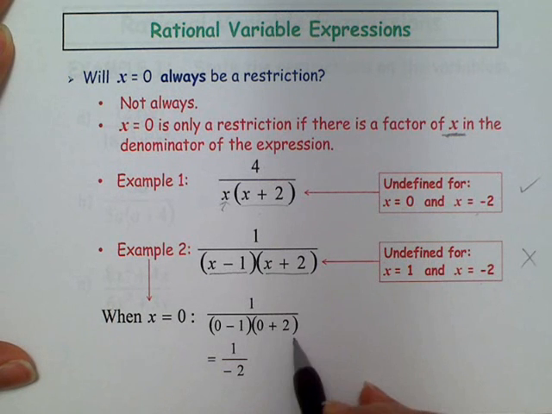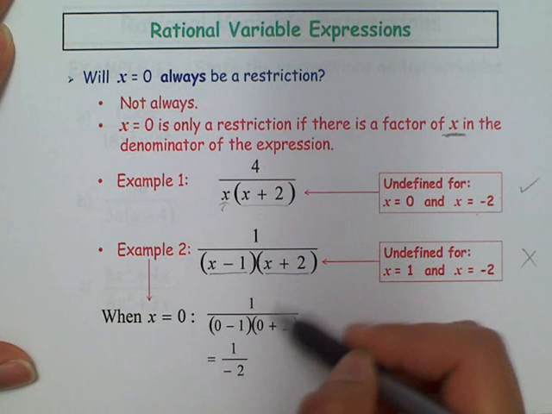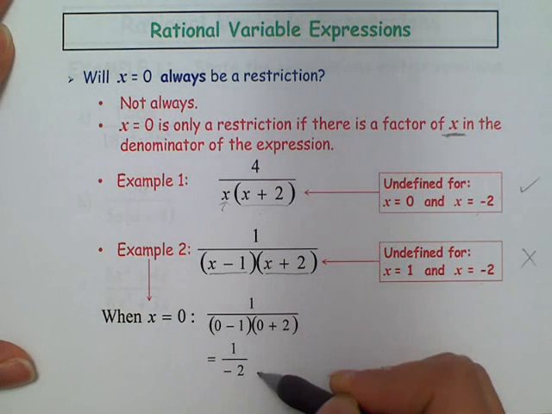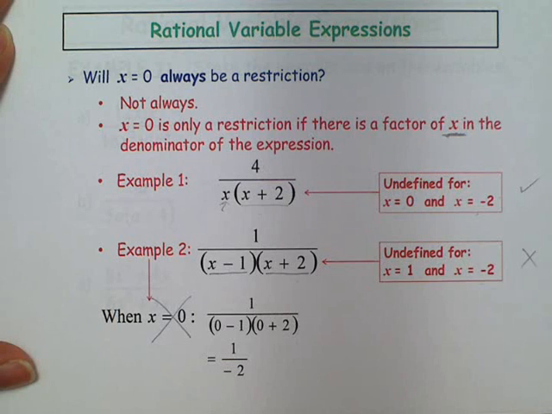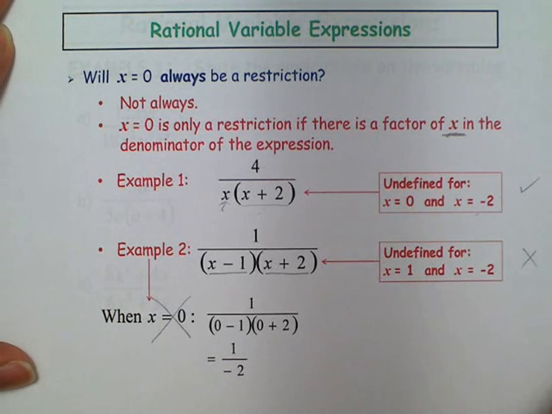Okay? And if we do plug in x equal to 0 in this expression, look at what happens. I plug in x equal to 0 here, x equal to 0 here, and you'll notice that your final value ends up being 1 over negative 2. That does not have a denominator of 0, which means it doesn't give you an undefined result. So x equals 0 in this case is not a restriction. The only restrictions we have are 1 and negative 2.